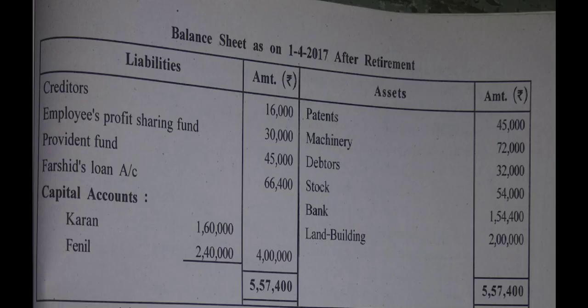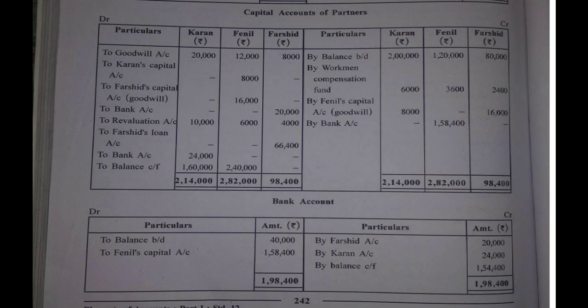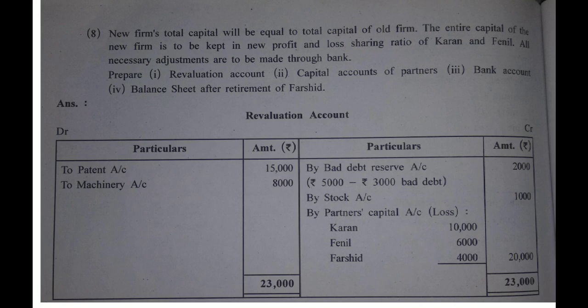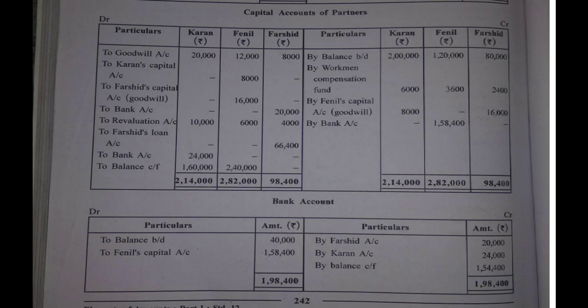And in the new balance sheet, you will write down the amount of debtors as rupees 32,000. How? 35,000 minus 3,000. Yes? Alright. Let us check the next adjustment.